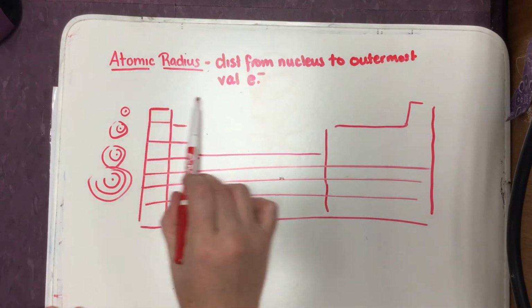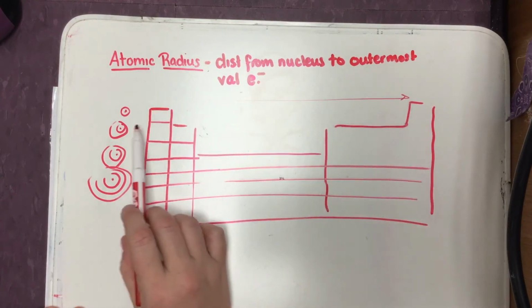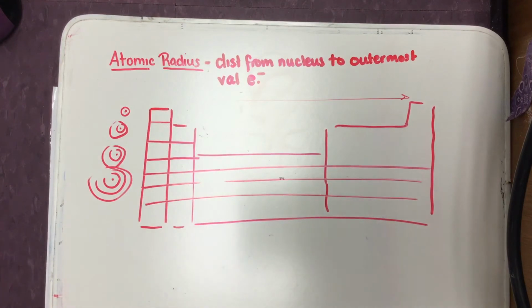Across a period, it's going to be a little bit different, because as you go across a period, you're not adding energy levels. You're also not removing them. You're actually keeping the same number of energy levels the entire way across the period. So you might think that across the period, the size of the atom should remain constant.